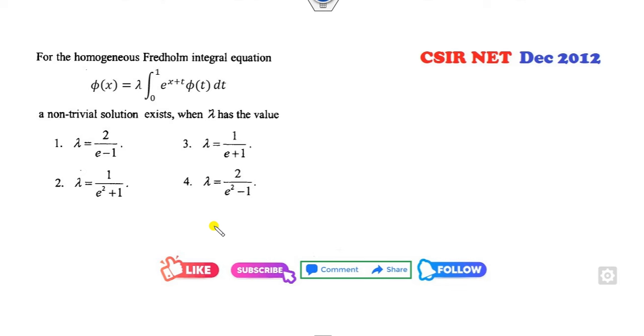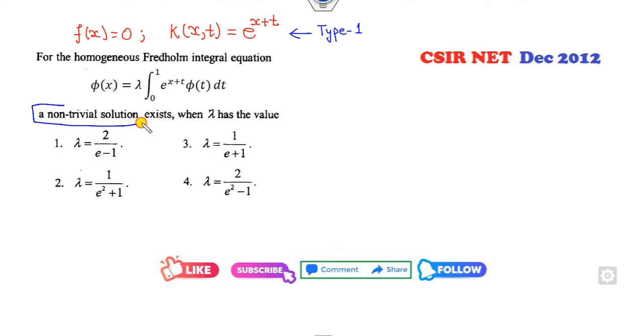Now if you compare this with the standard equation, what is f of x? It is 0. What is the kernel? K of x comma t is x plus t. So clearly this is my type 1 because it is not in separated form. Then when it has a non-trivial solution, what is the shortcut trick for you? The integral from 0 to 1 of k of x comma x dx is equal to 1 over lambda. This is the case for the non-trivial solution. Always remember, whenever you have a Fredholm equation, always start with this case.